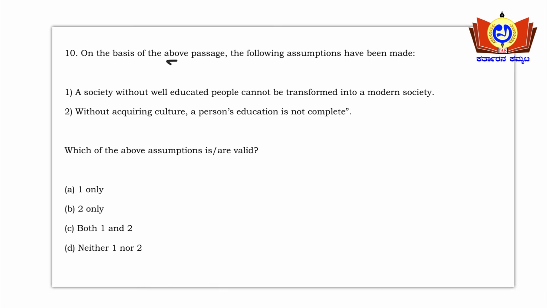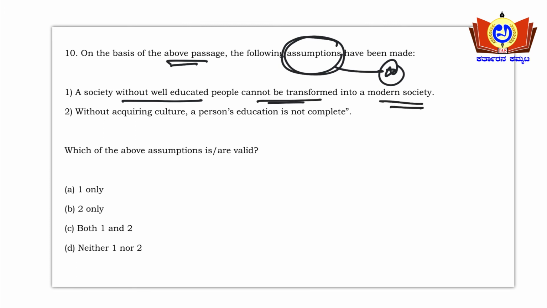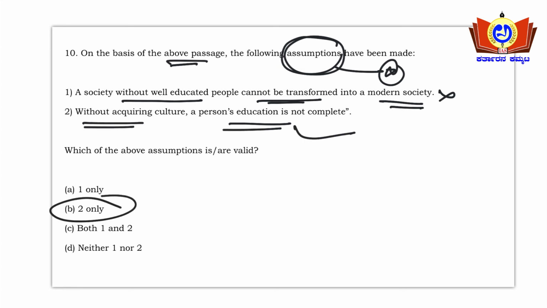On the basis of the above passage, my dear friends, the following assumptions have been made. A society without well educated people cannot be transformed into a modern society. No, this is not an assumption from the passage. Without acquiring culture, a person's education is not complete. So this can be assumed. So option B, 2 only, is the right answer.